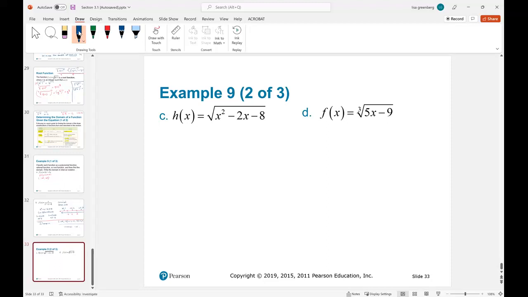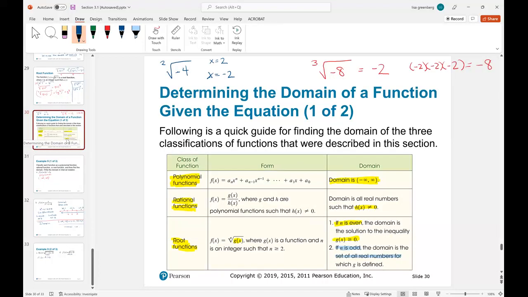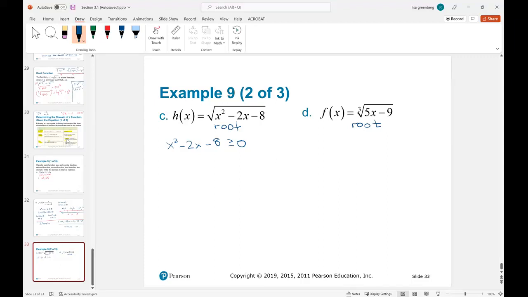And then our last question is C, like what is C? Well, we can see that C is a root function because it has the radical. Actually, C and D are both root functions, right? But I have to make sure that x squared minus 2x minus 8 is greater than or equal to 0. And that's basically what this chart says. So if it's even, the domain is the solution to the inequality g of x is greater than or equal to 0. So that's what I'm saying here.